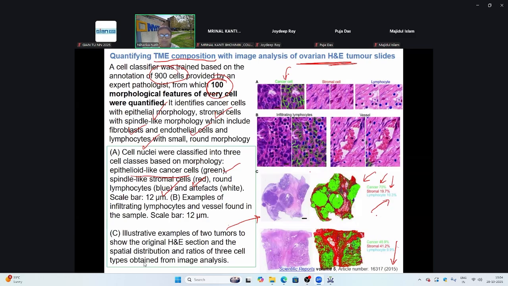lymphocytes. Okay, and I think they have two different samples here where they showed again cancer here is 50%. Stromal cells are also 50%, and lymphocytes are about 10%. So by cytology this could be done, and the whole tumor could also be examined.